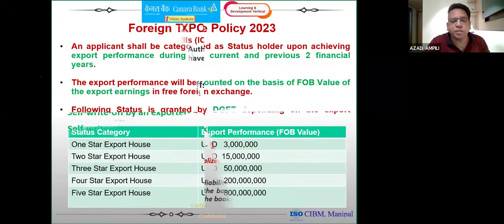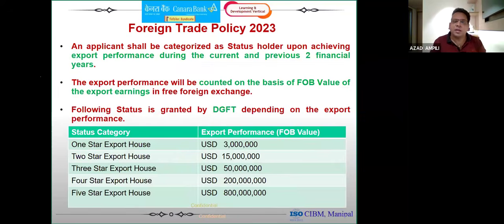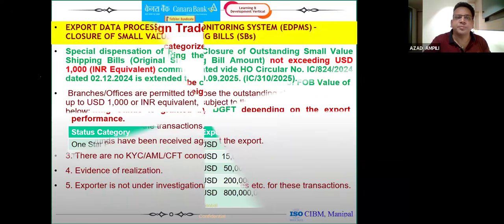Now, who is a status holder exporter? In this much turnover somebody is doing, that's 1 star, meaning 3 million. For export performance, 2-star means 15 million, then 50, 200, 800, like 1, 2, 3, 4, 5 stars. This will be mentioned in Foreign Trade Policy 2023. And the status will be granted by DGFT, Director General of Foreign Trade.